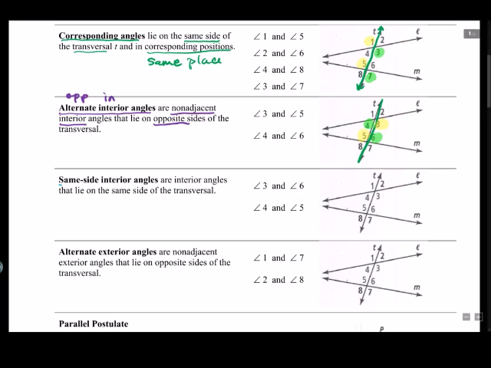Next is same side interior angles. These are interior angles and on the same side of the transversal. So we find our transversal. And now this time, we look at angle 3. It's an interior angle. This time we want same side of the transversal, not opposite. So angle 3 and angle 6 are same side interior, just as angle 4 and angle 5 are same side interior, just like the name says.